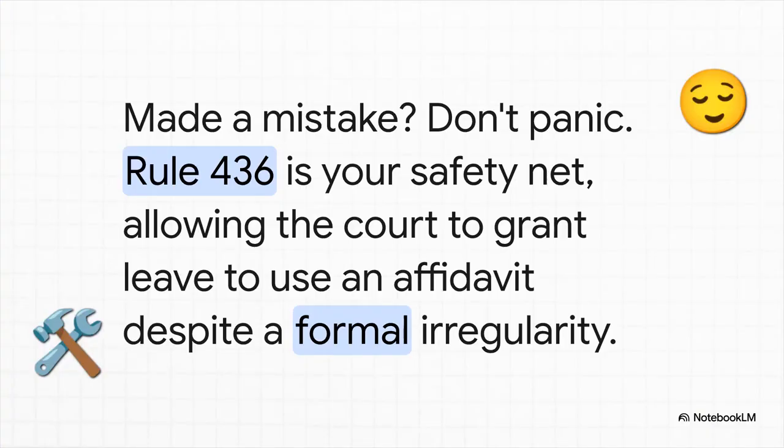Okay, Rule 436 is your potential get-out-of-jail card. It gives the court the power, the discretion to say, okay, there's a mistake here, but I'm going to allow it anyway. Now, this is not a free pass for being sloppy. You'll still have to stand up and argue why the court should accept it, but it does mean that a minor slip-up doesn't automatically kill your evidence.